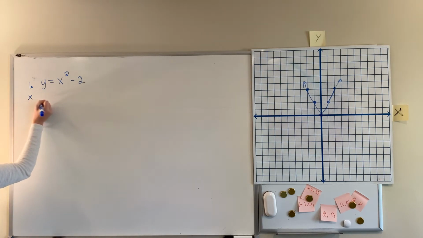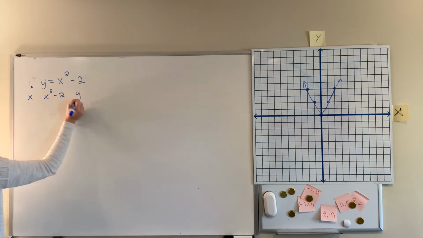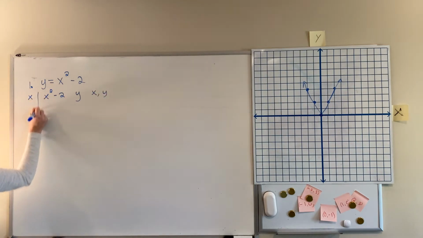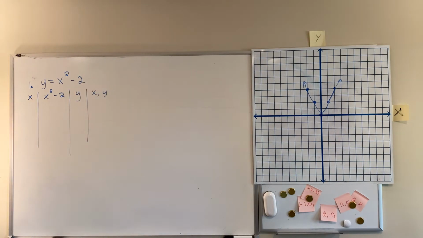We're going to have our x values. We're going to have the value we plug in for x, so x squared minus 2, which is going to give us our y. Then we'll have our ordered pair, x comma y. Alright, you should now know that this graph is going to take a U shape. It's going to have a parabola. How do we know? There's an exponent present. Anytime there is an exponent, it'll have a U-shaped graph.